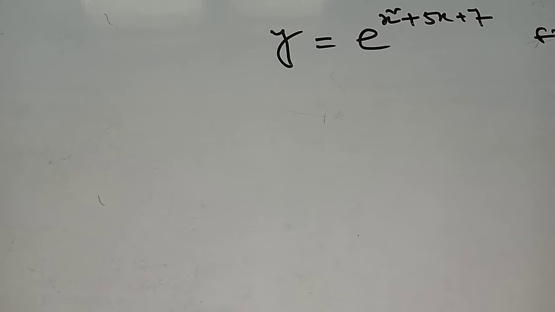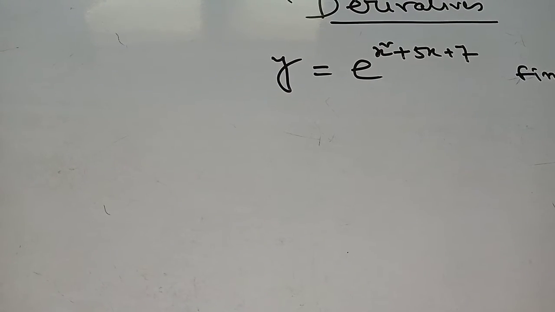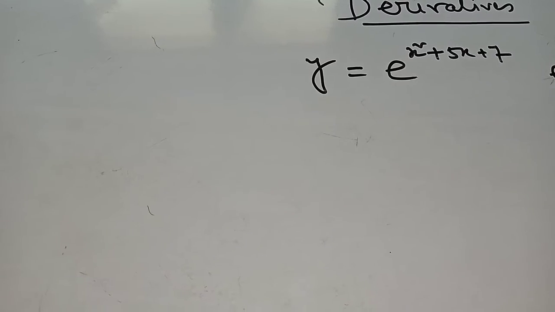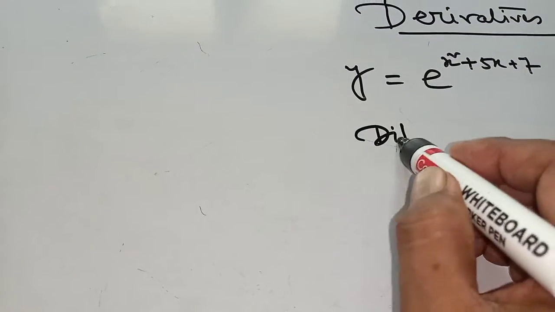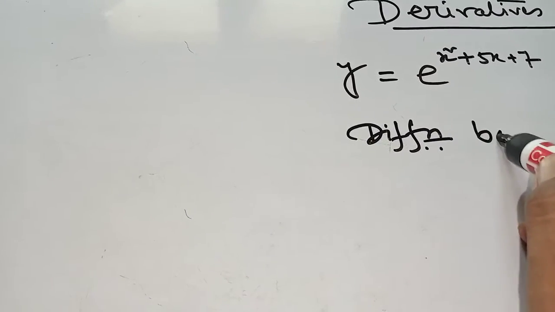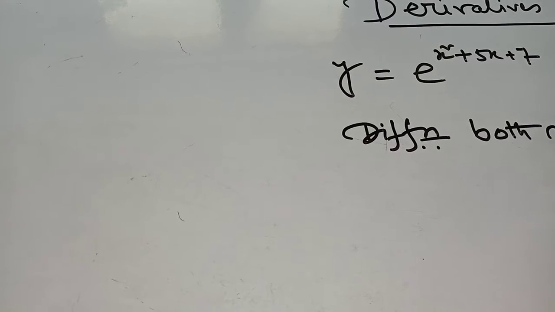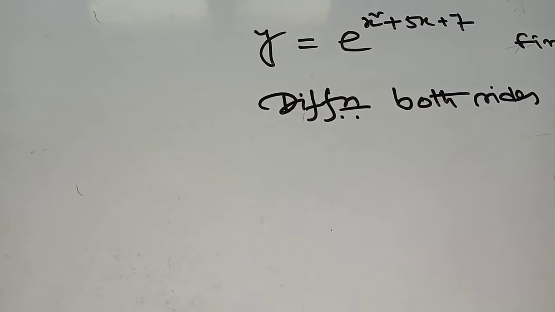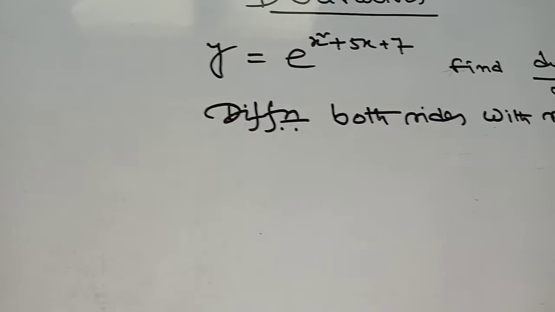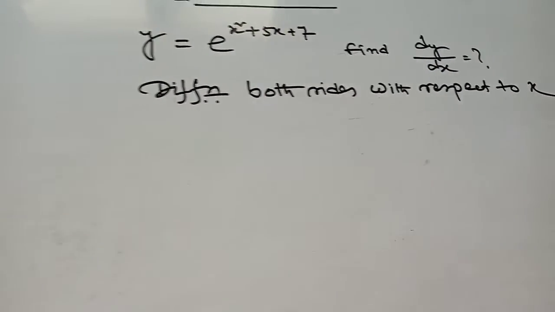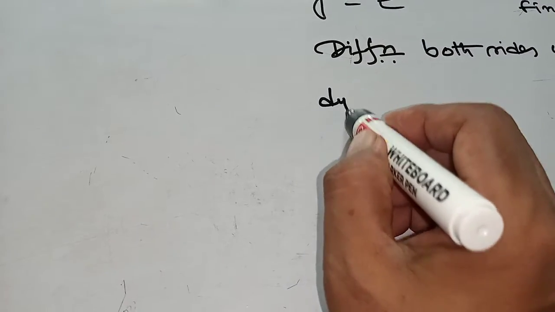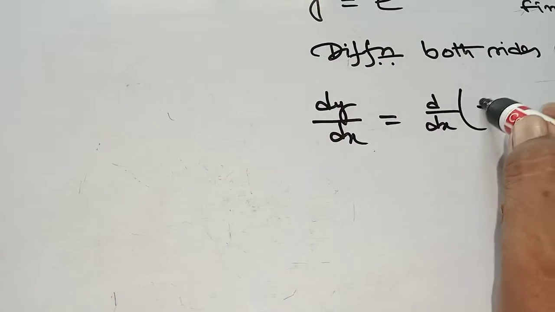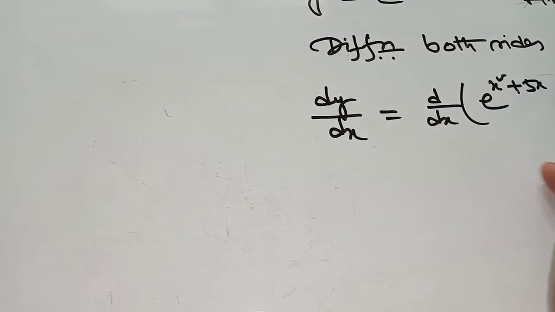Find dy/dx. Now y equals e to the power x square plus 5x plus 7. Differentiate both sides with respect to x. At first, dy/dx equals d/dx of e to the power x square plus 5x plus 7.